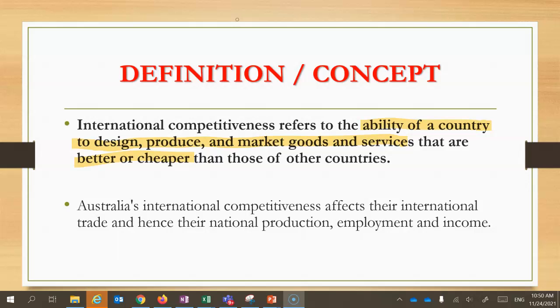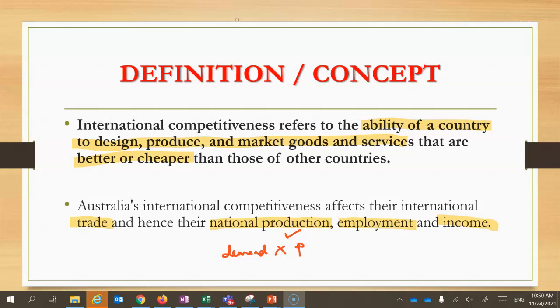So why is competitiveness so important? Because competitiveness can affect your trade, how much you can export and how much you need to import. Your competitiveness level would determine that. Therefore, it will also determine your production level, your employment level, and the income of the country. If your product is more competitive, of course then you will be able to produce more because demand for your export will be higher.